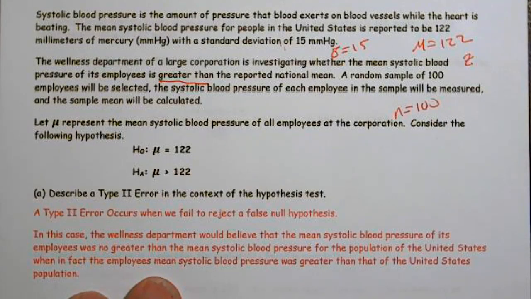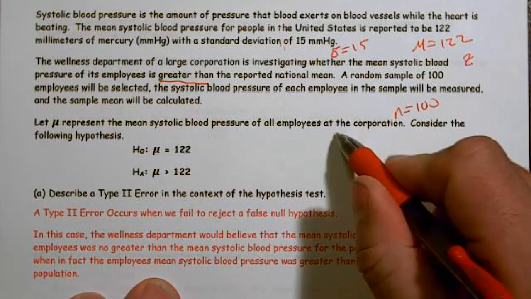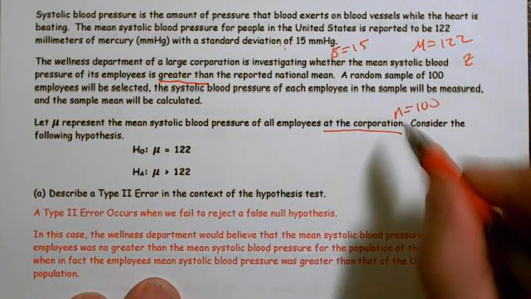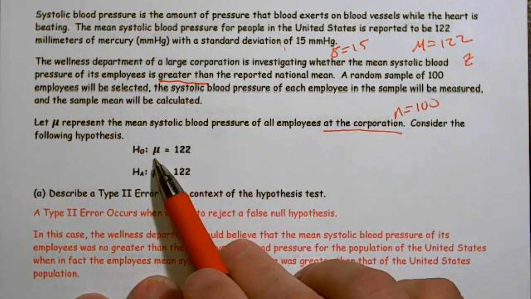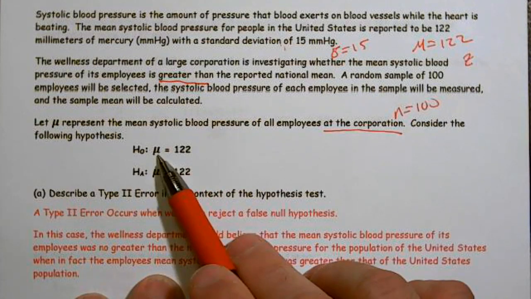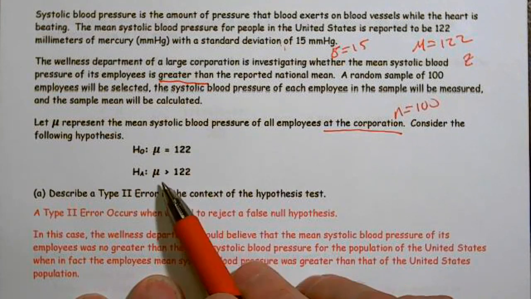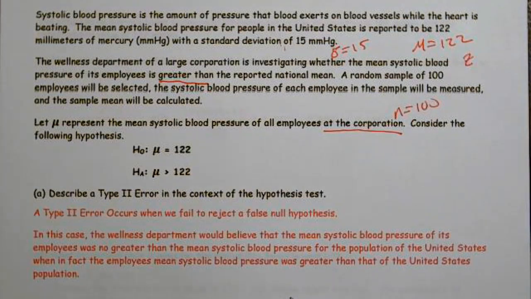Let mu represent the mean systolic blood pressure of all employees of the corporation. Notice this is of the corporation. This is not of the US. So this is the mean of the corporation. We know that this is the mean of the population. We want to know if the mean of the corporation is equal to that of the population of the US, or whether the mean of the corporation is greater than the mean of the US.